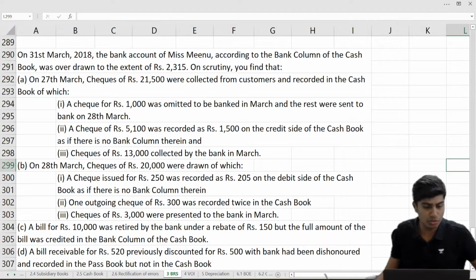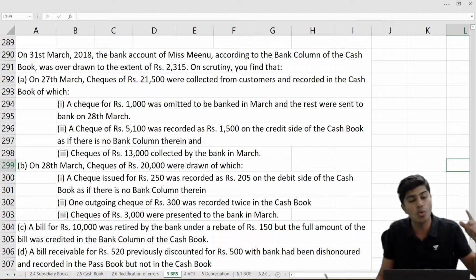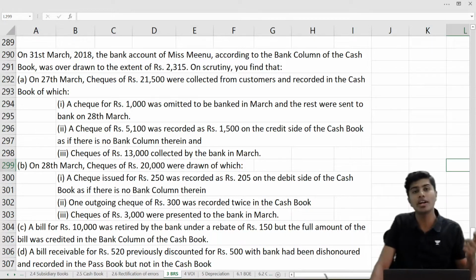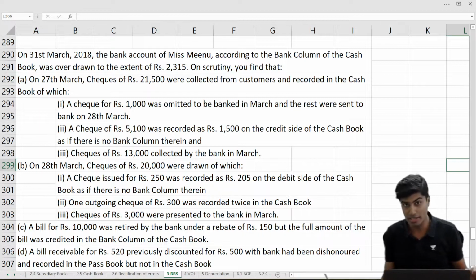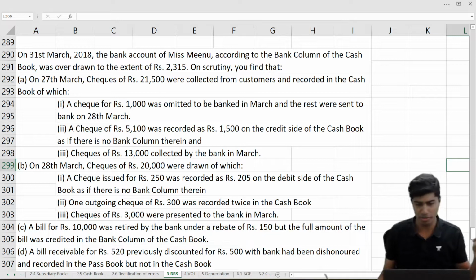So here is the question. On 31st of March 2018, the bank account of Miss Meenu according to the bank column of the cash book was overdrawn by 2315. So in the cash book there is an overdraft of 2315, a negative balance. It's a liability, and this liability will be written on the credit side in the bank account, meaning the cash account. You get it? If it was a positive balance, I would have started on the debit side.